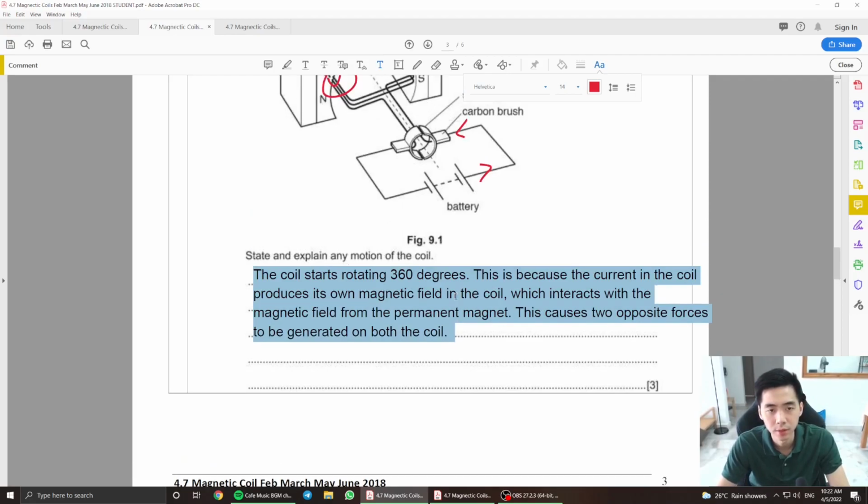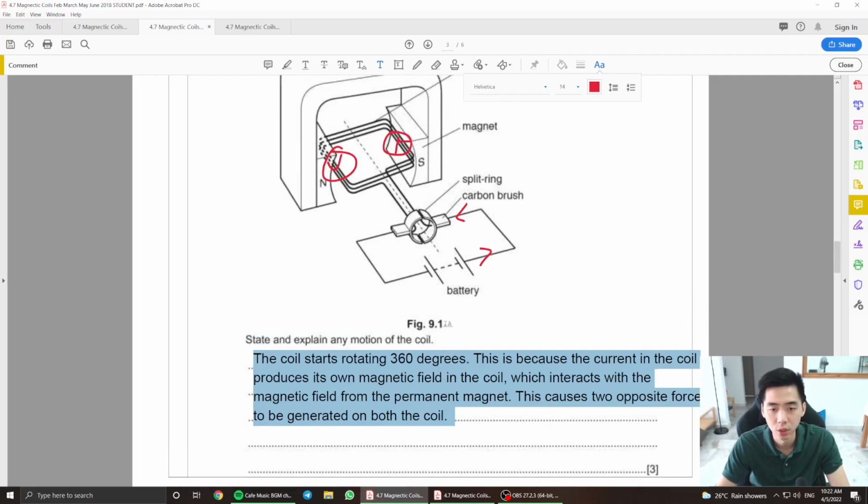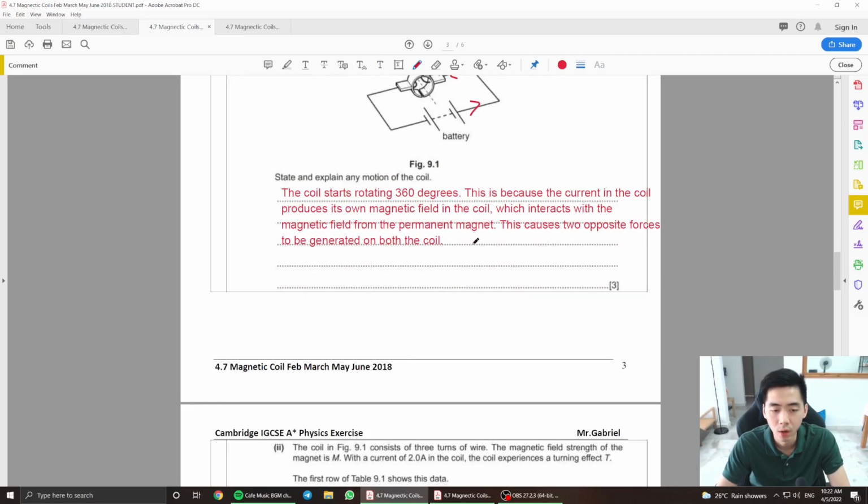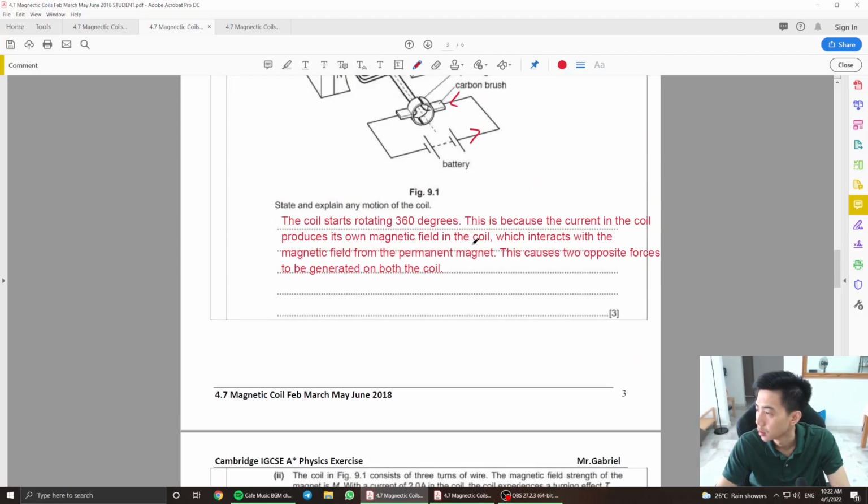This is supposed to be your answer. The coil starts rotating 360 degrees because the current in the coil produces its own magnetic field in the coil, which interacts with the magnetic field from the permanent magnet. This causes two opposite forces to be generated on the coil. So one will go up and one will go down, right? I'm supposed to mention which direction it is going to be.